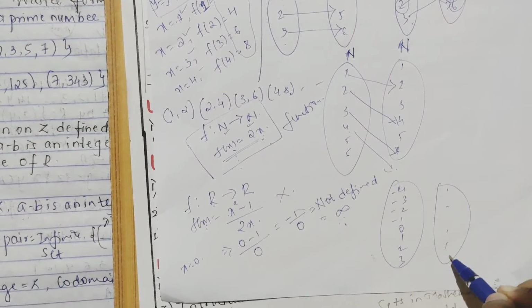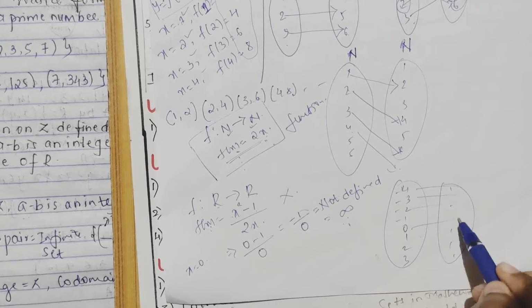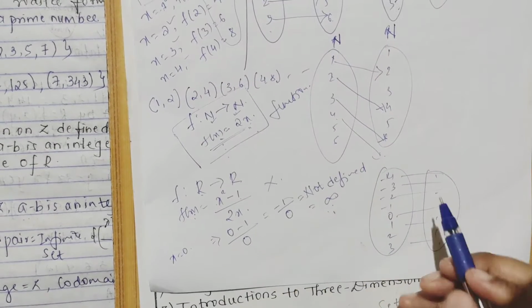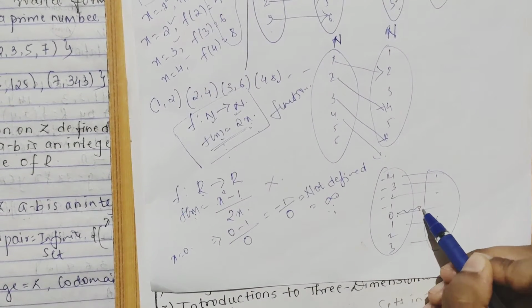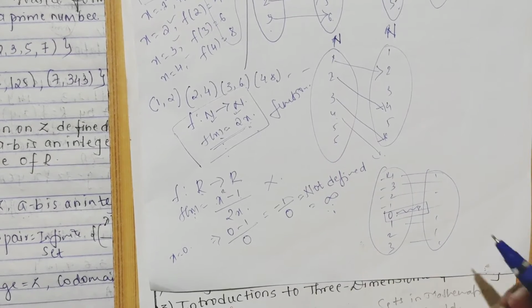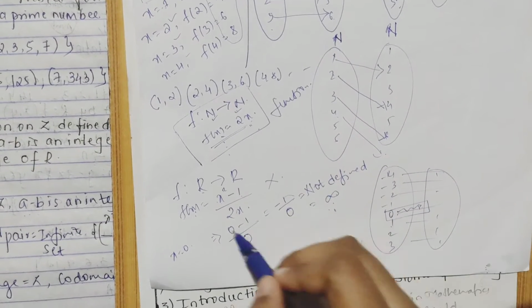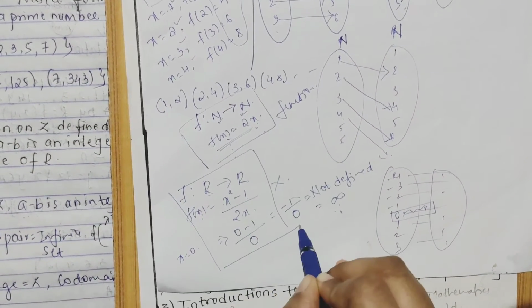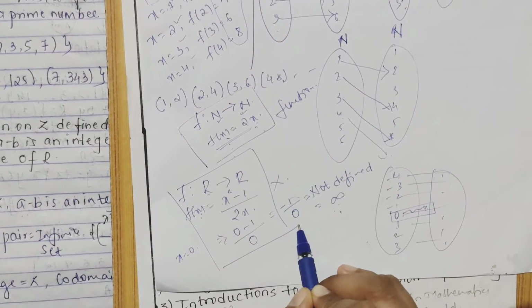Here we are writing for 1, 3, 4, for everything you are getting an image, but for 0 you don't get anything. There is no image for 0, right? For 0 you don't get anything, so you can't tell this is a function.